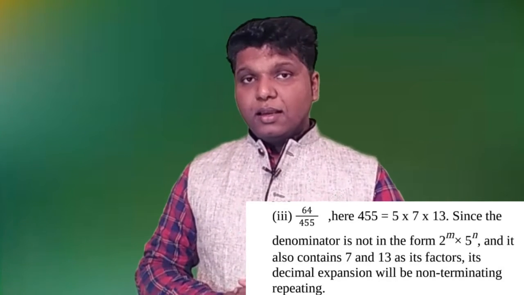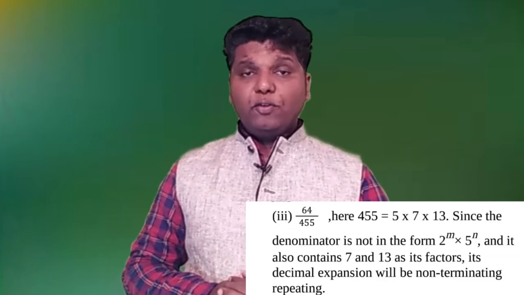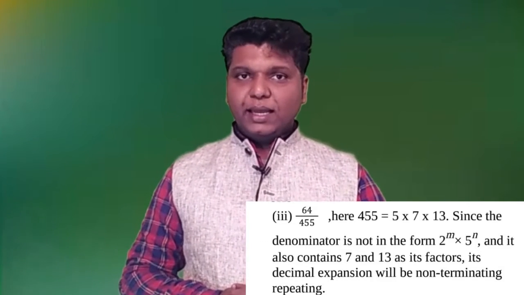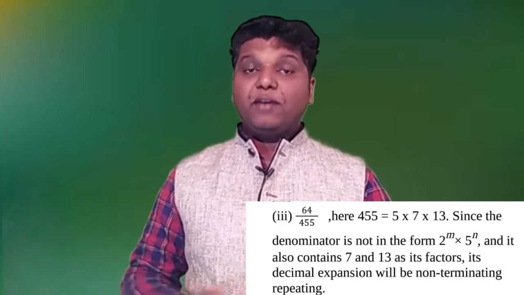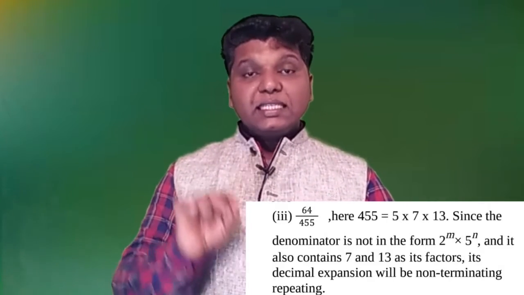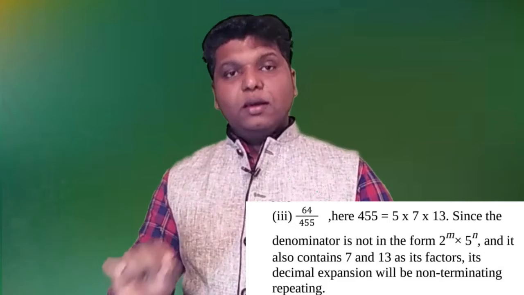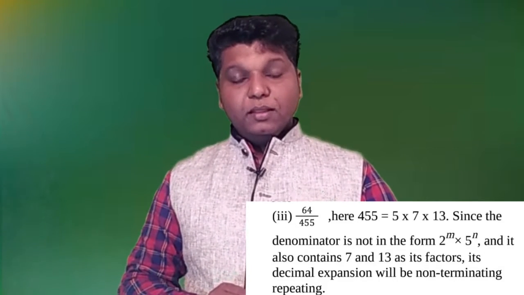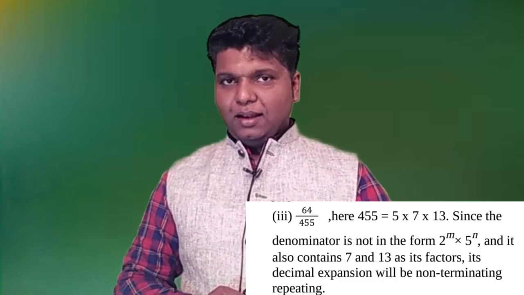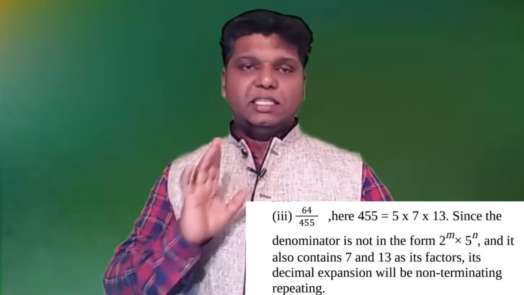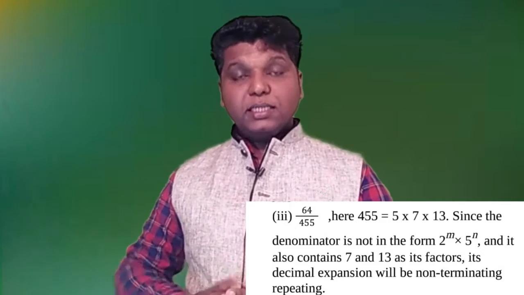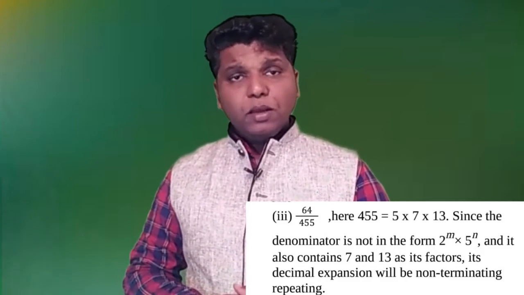What does it mean? The denominator is not of the form 2 raised to m and 5 raised to n, right? It has much more. Here you can see 7 and 13 are also included in the denominator. Therefore, this decimal expansion will be non-terminating repeating. Clear? It is non-terminating, it is repeating, because it is not of the form 2 raised to m into 5 raised to n. Clear?